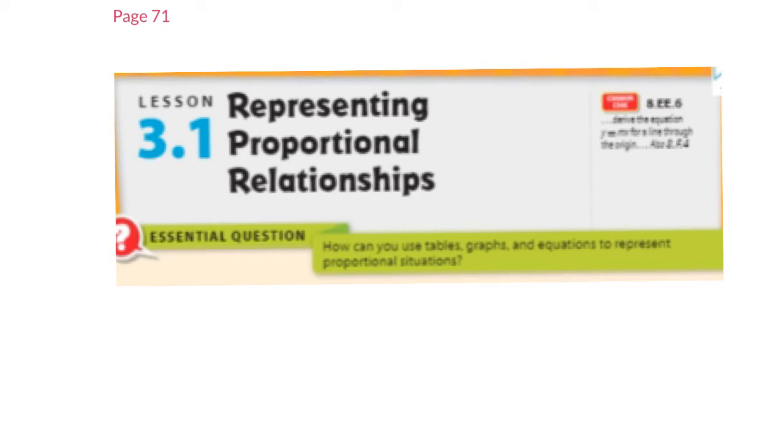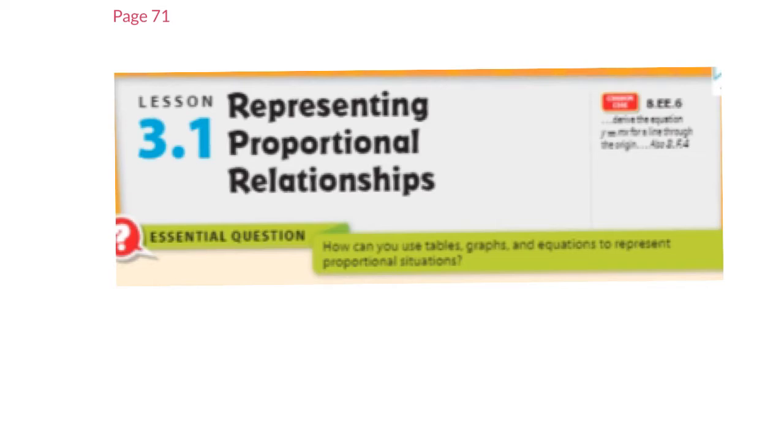All right, as we start lesson 3.1 on page 71, representing proportional relationships, you did the Are You Ready stuff, and those ones that had the two fractions set equal to each other, those were proportional, and you had to cross multiply and divide. So proportional relationships is what this section is all about. Our essential question is, how can you use tables, graphs, and equations to represent proportional situations?